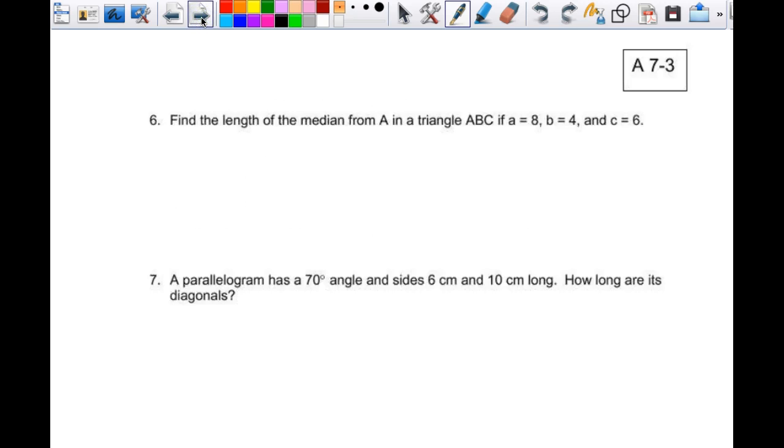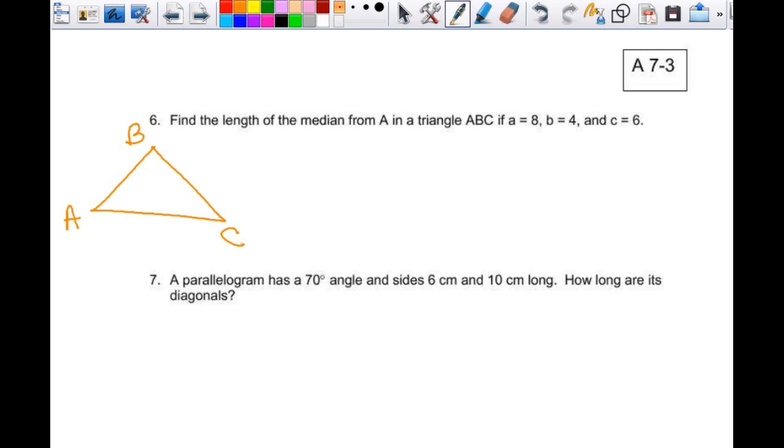It's back here where it starts talking about finding the length of the median. Okay? What's a median in a triangle? Any ideas? What does median mean? The middle, okay? So the median is the middle. If I draw a triangle, okay, it says find the length of the median from A in triangle ABC. So if I make this A, B, C, right?